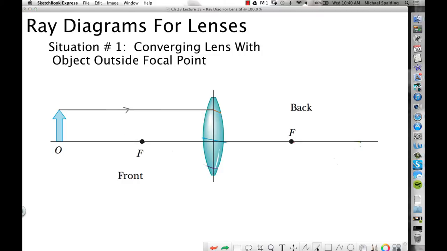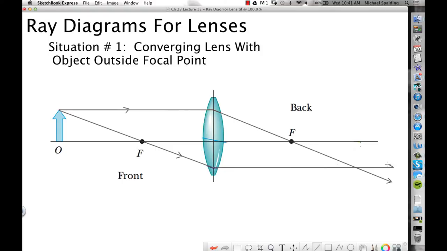We want to use the right focal point. So we go parallel, focal point, put arrows on your diagram. Okay, so we've used the right focal point, so that one's done. We're not going to use that again. Parallel, focal point. Okay, second ray goes focal point. Put arrows on it. Focal point, and then parallel. Okay, we just found where the image will be.